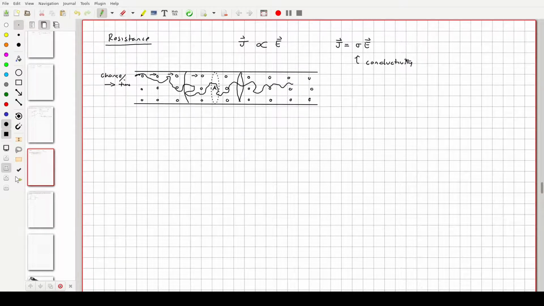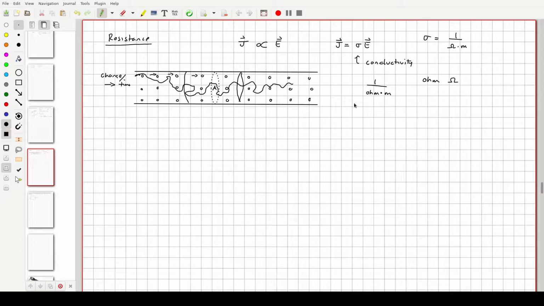Now, conductivity has units of 1 over something called the ohm times meters. Ohms are units of resistance, and we use the Greek letter omega to denote them. So our conductivity has units of 1 over ohm meters.